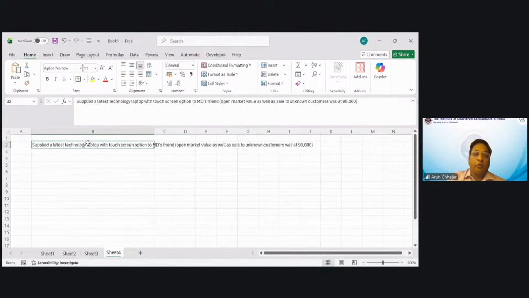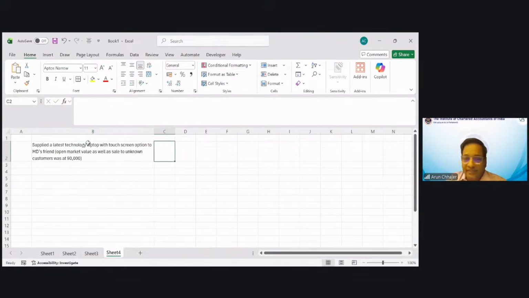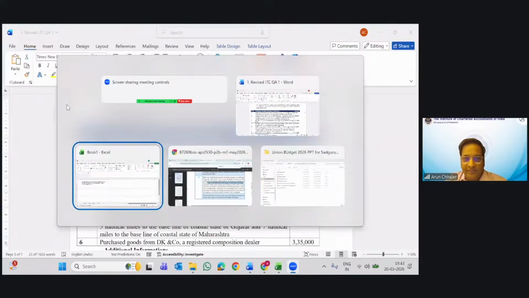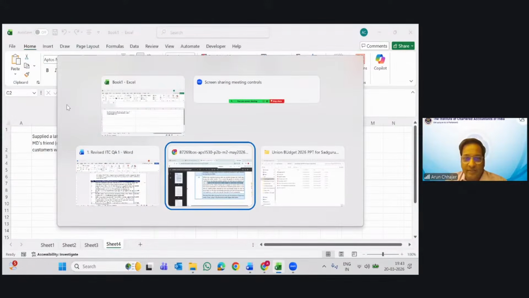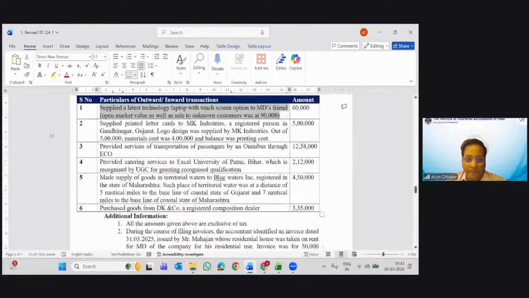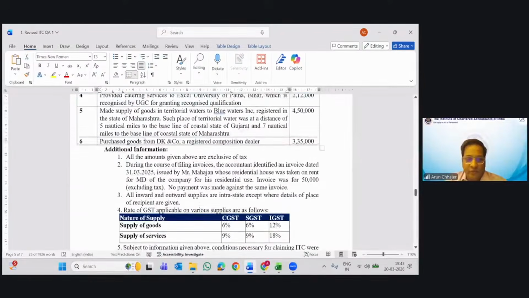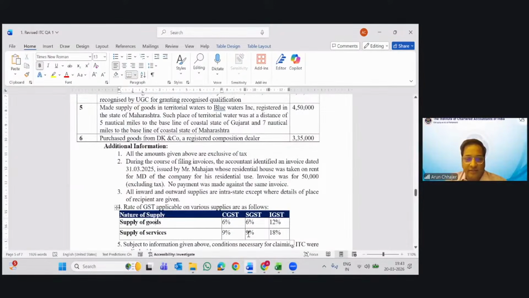Tell me, what is the rate of the GST? The rate of the GST क्या था? Rate of the GST was how much percentage? If it is goods, then 6, or if it is service, then 9.